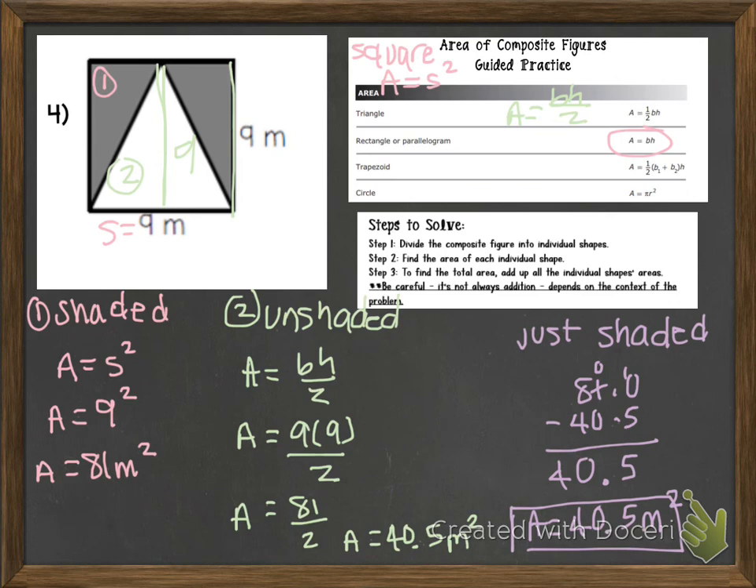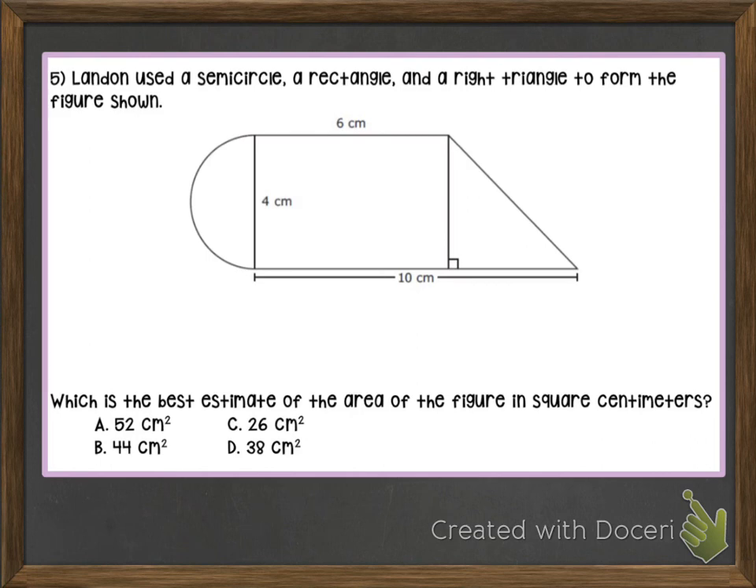All right, last problem. So it says Landon used a semicircle, a rectangle, and a right triangle to form the figure shown below. Which is the best estimate of the area of the figure in square centimeters? Wow, okay, so here we have 3 figures. 1, 2, 3. And it asks for which is the best estimate of the area of the figure. So this means that we are adding.